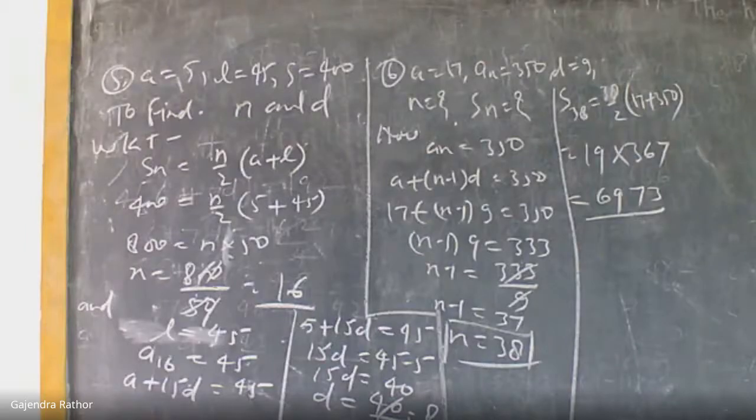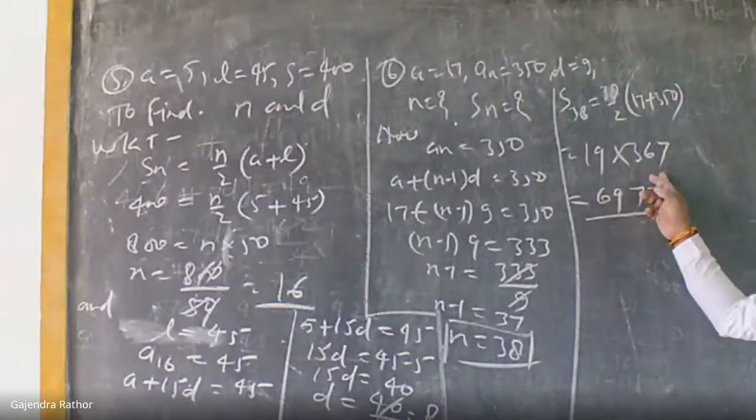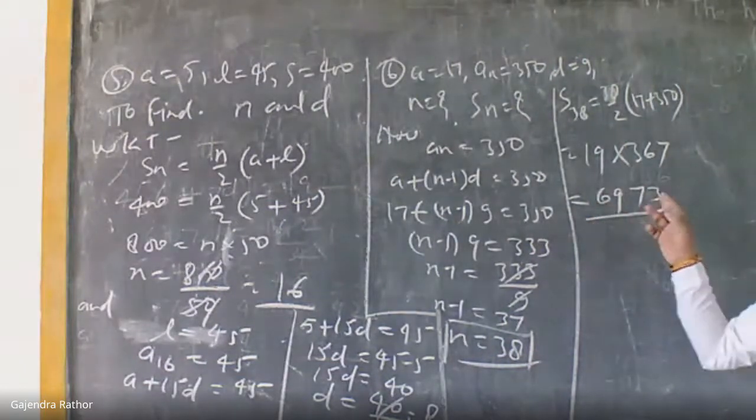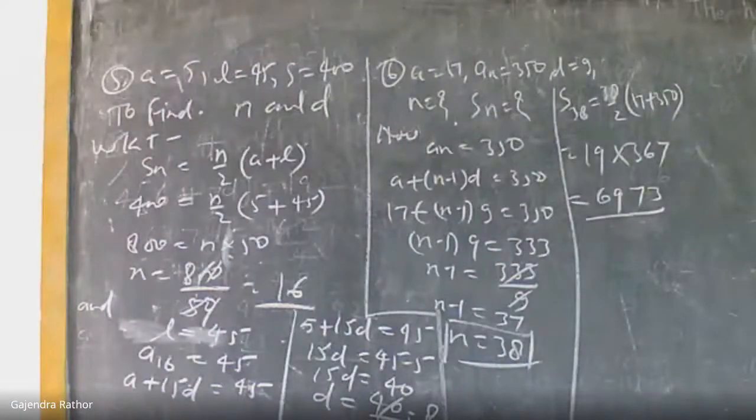I think so. Easily we can check. 9 sevens are 63, so the unit digit of the answer will be 3, not 7. Okay, so this was the last question in today's class.